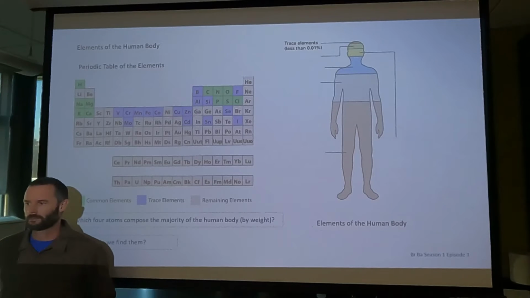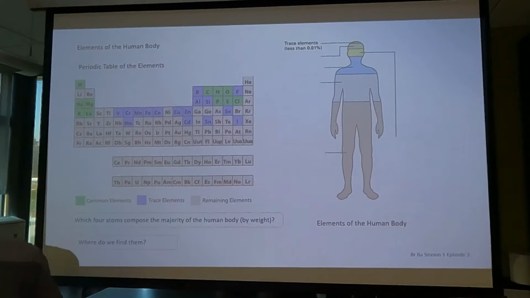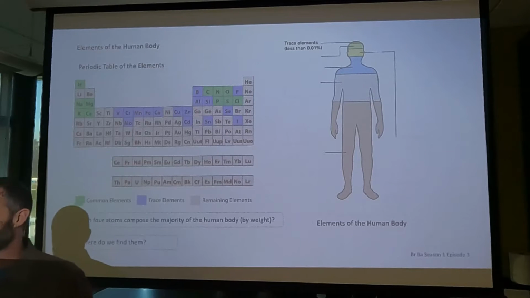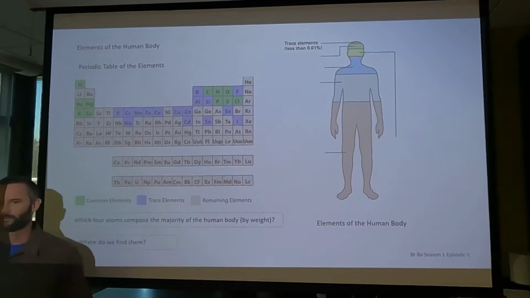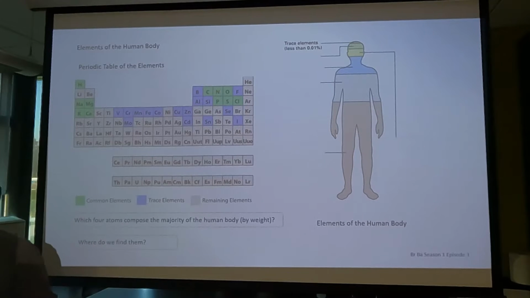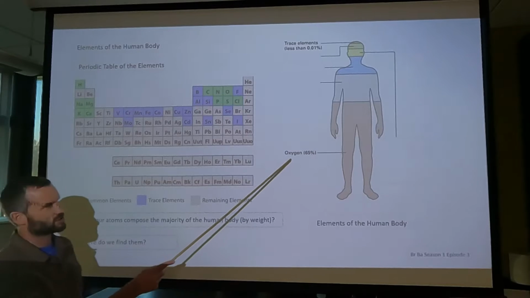Hydrogen. Oxygen. We have hydrogen and oxygen. What might be the problem with saying that hydrogen composes the most weight of the body? It's really so light. It's the smallest of the elements. Okay, it's the smallest of all of them. So number 1 on the list, the element that composes the majority of the human body is oxygen.